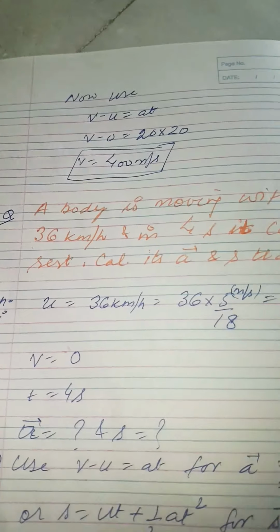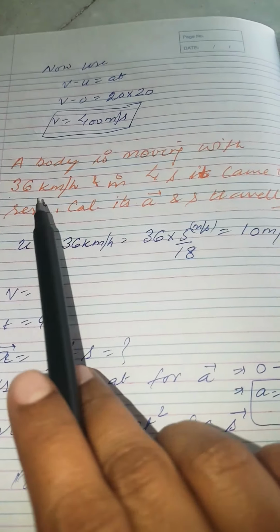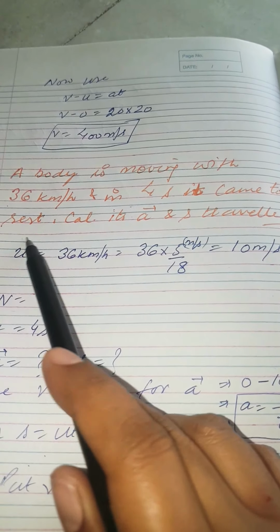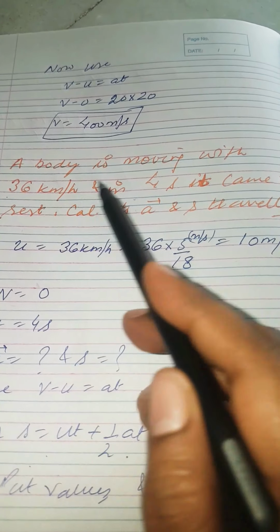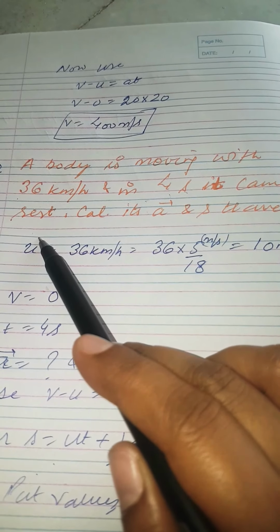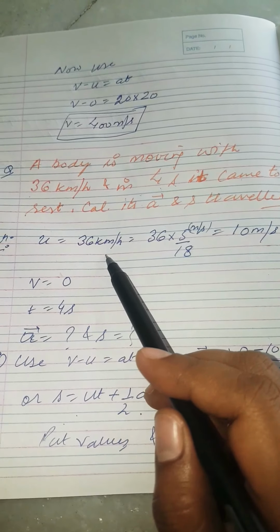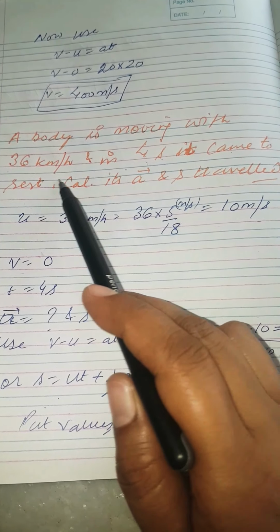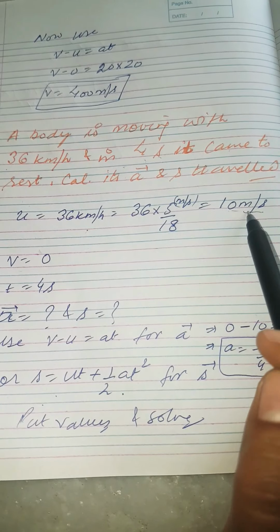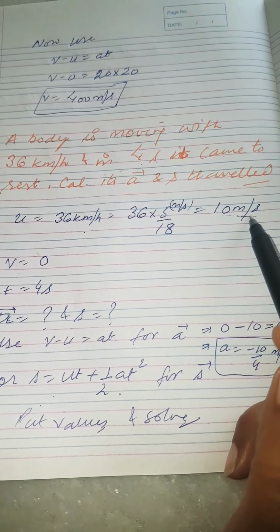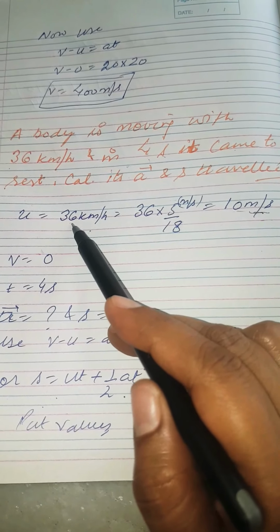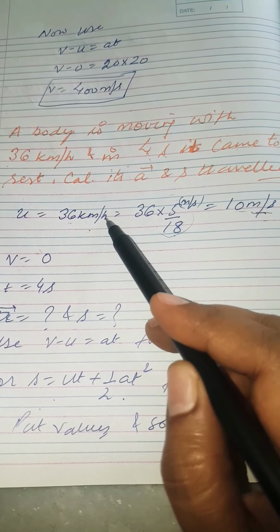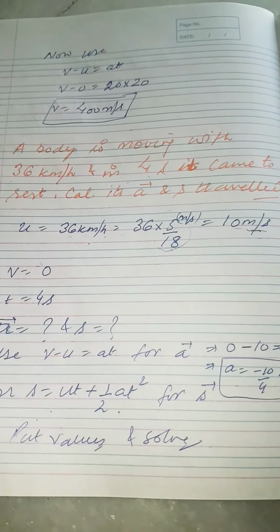Next, come to another question. A body is moving with 36 km per hour and in 4 seconds it came to rest. Already its speed is 36 kilometer per hour and in 4 seconds it came to rest. That means the initial velocity given to us is 36 kilometer per hour. Since time is given in seconds and this is in kilometer per hour, it has to be converted into meter per second. How it can be converted, I have told you earlier also. Just multiply this factor by 5 by 18, or you can use the long process also, convert it into meter and this into seconds.